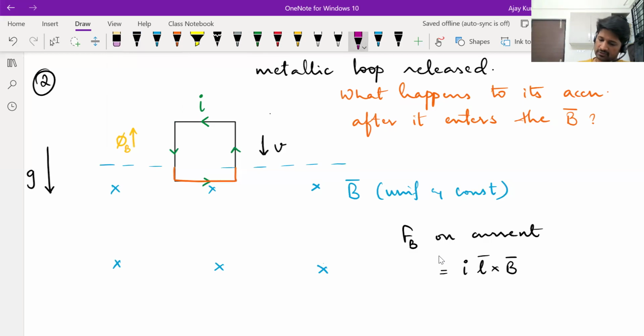There will be a magnetic force acting on this frame, and that magnetic force is clearly opposite to gravity. So the loop, as it enters into the magnetic field, will not fall with an acceleration equal to g. It will be falling with an acceleration less than that. Is this clear to all of you?